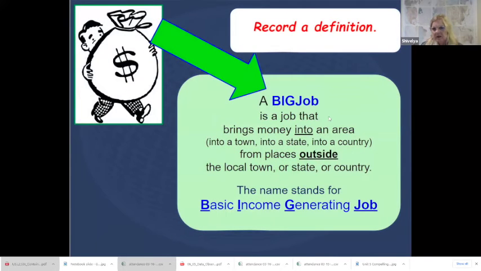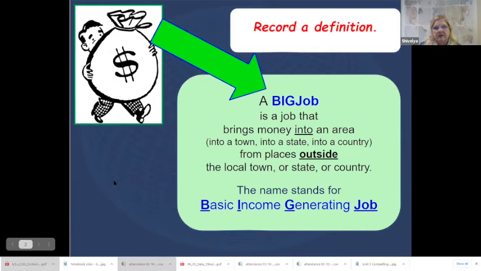And we talk to the students about what big jobs are. It really represents basic income generating jobs. This is where money is coming into the area, into the community or into the state or even into the country from outside places. So again, we are extending what we are looking at as far as trade, and being able to have that interaction not just locally, but globally. We have to put it in the lens of globally.